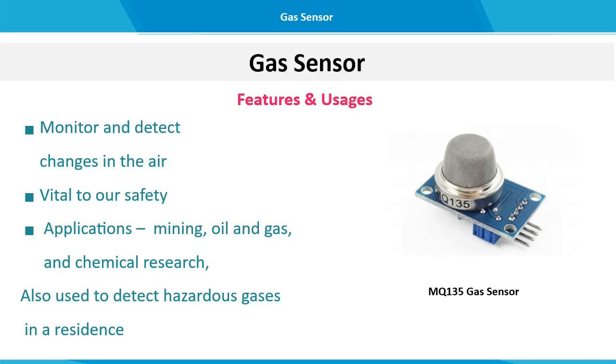Gas sensors monitor and detect changes in the air. These sensors are vital to our safety as they are able to detect harmful toxic gases such as carbon monoxide. Gas sensors are most commonly used in mining, oil and gas excavations, and chemical industries.